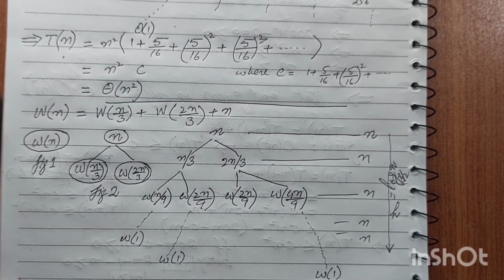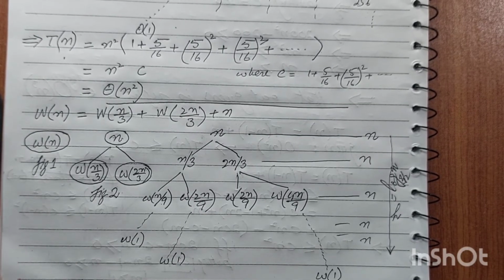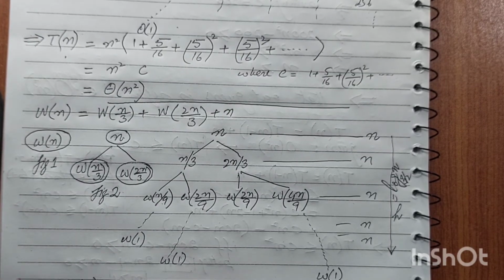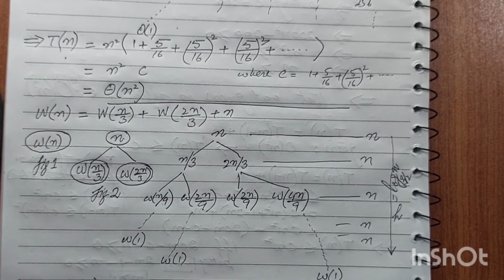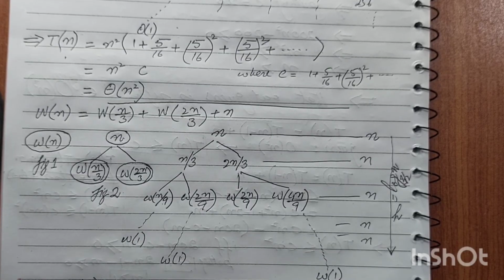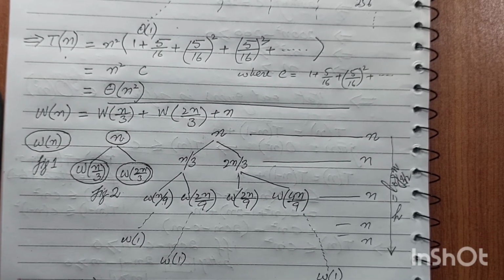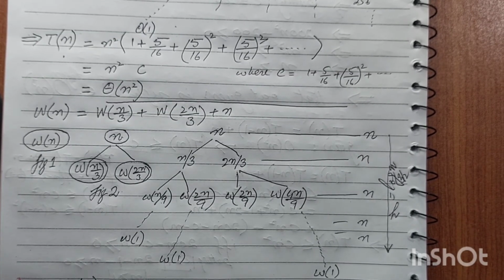So our t of n, sorry, not t of n, here it is w of n. So w of n is equal to n plus n plus n plus so on up to n. So there are log of n base 3 by 2 n's. So we can say that the time complexity of this algorithm is theta n log of n.